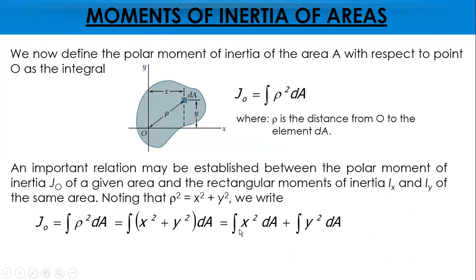Now note that the integral of x squared dA is I sub y, or moment of inertia with respect to y, and the integral of y squared dA is the moment of inertia with respect to x. Therefore, the polar moment of inertia is the sum of Ix and Iy. So if you know the expressions of Ix and Iy, you just add them to get the expression of the polar moment of inertia.